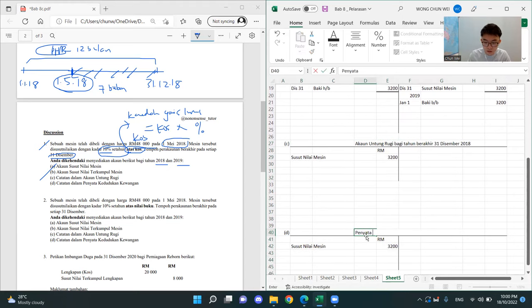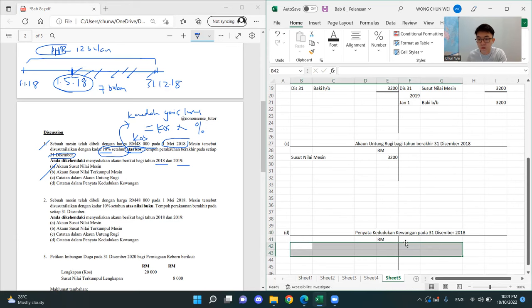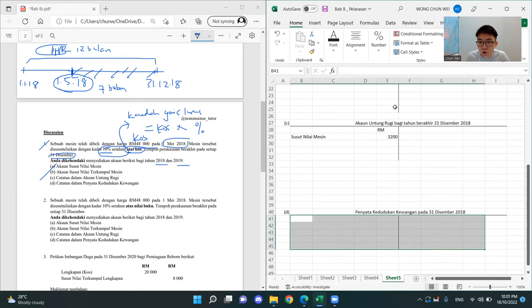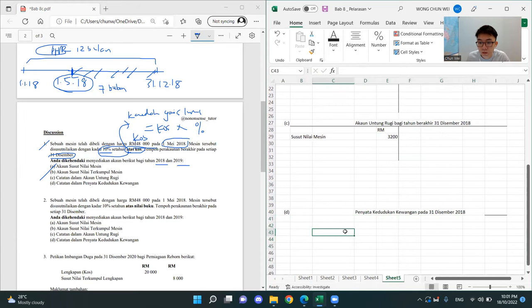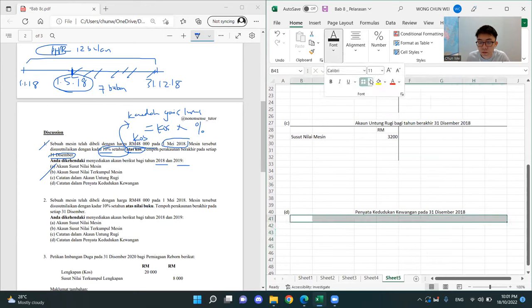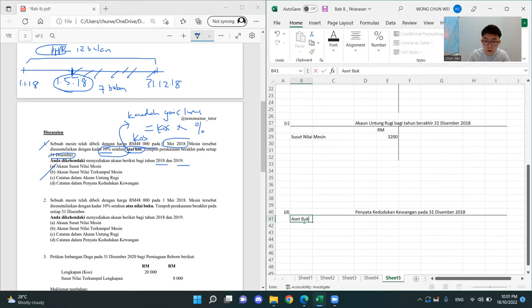Penyata kedudukan kewangan pada 31st December 2018. Okay. For this PKK, I want to do it a bit different. Okay, so here what you're gonna do is you put asset bukan semasa, because this is asset bukan semasa, am I right? And so RM, RM. So the format for here will be how?